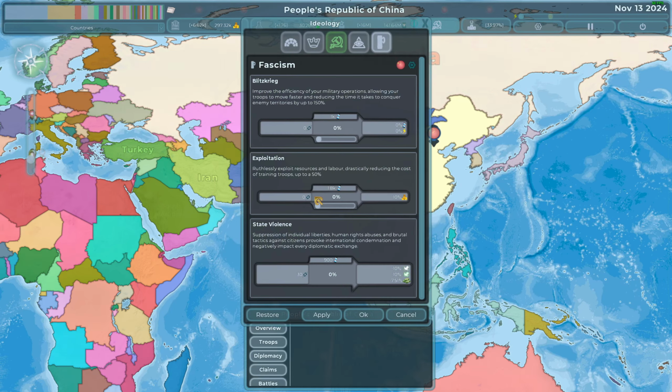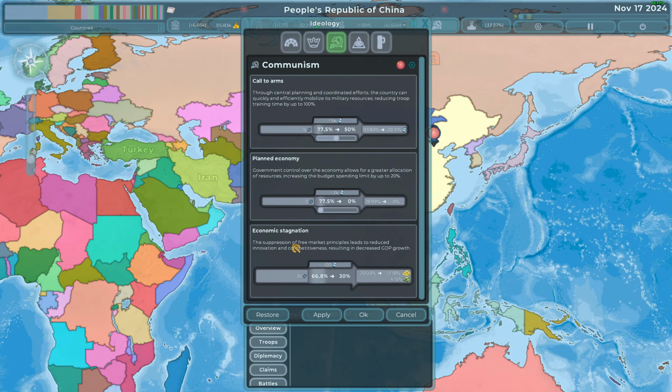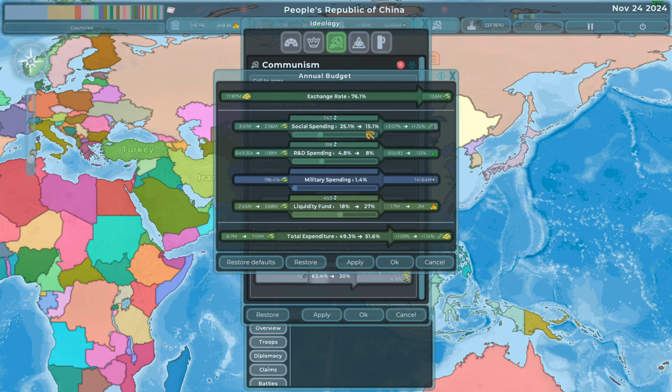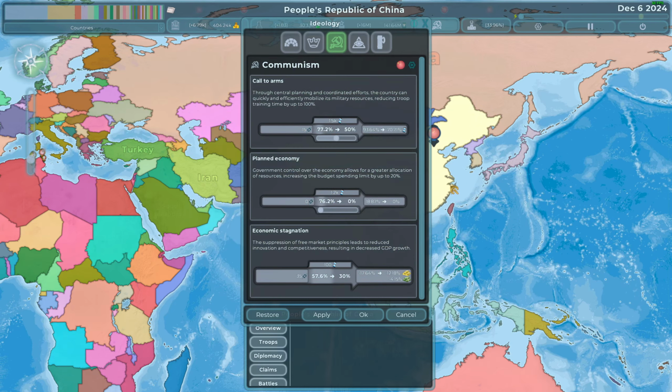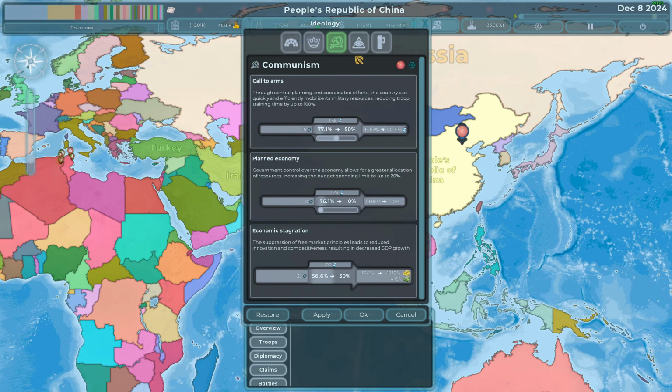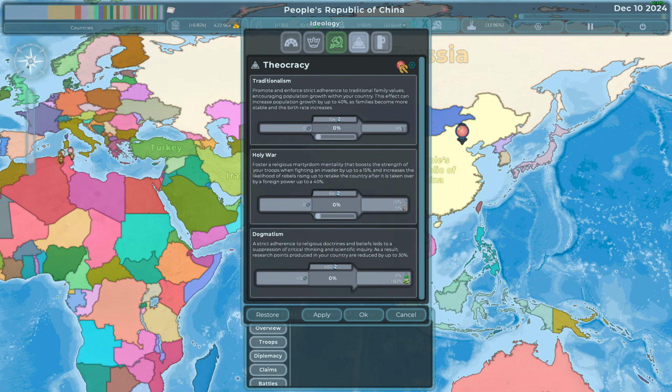And then, that's fascism. Planned economy increases your limit for budget spending. So, like, usually your limits here are going to be 40, 20, 30, 40. And communism allows you to extend that. Maybe as a smaller nation, you could push liquidity to max with planned economy. But I don't want to bother with that as China, because we're not running that much anyway.